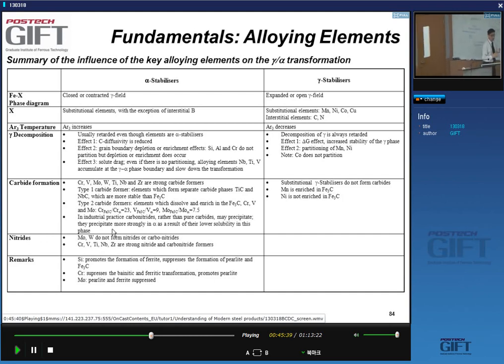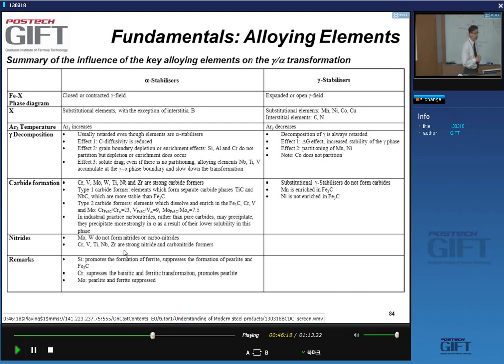And again, for these carbides and carbonitrides, always remember that carbides form readily in ferrite because of the very low solubility of carbon in ferrite. Okay? Nitrides: moly and tungsten don't form nitrides or carbonitrides, but chrome, vanadium, titanium, niobium, and zirconium form both very strong, very stable nitrides, and carbonitrides.